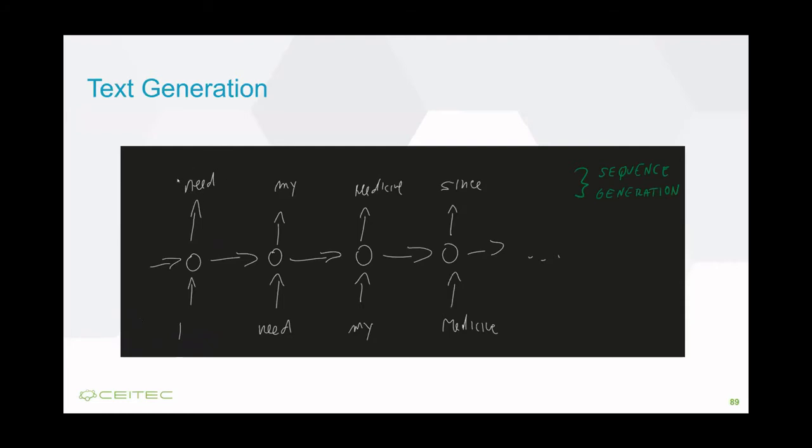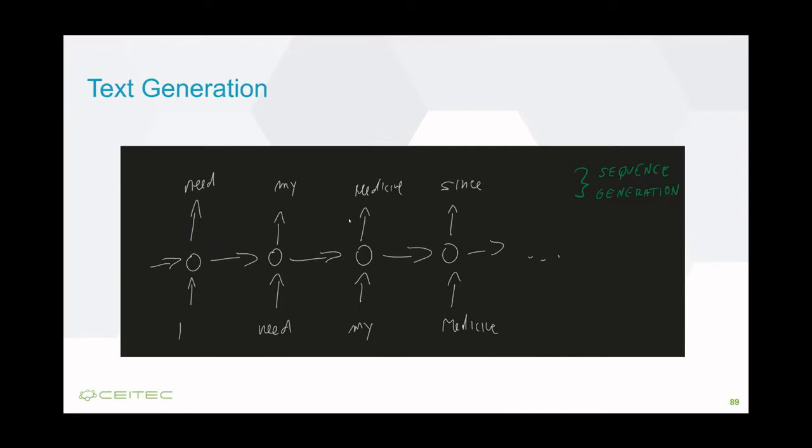Then we combine information and give it the new token, the next word, which was the last word it should have predicted. Now you have the information of what was before: you had I, and now you know the next word is need. So, I need, what's the next word? You train the network like this, asking it to predict the next word.